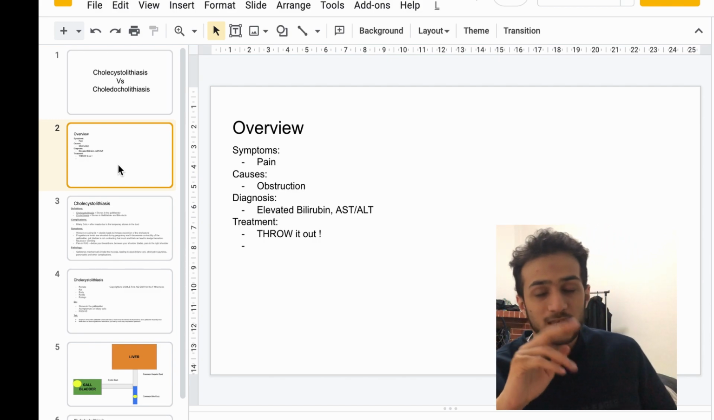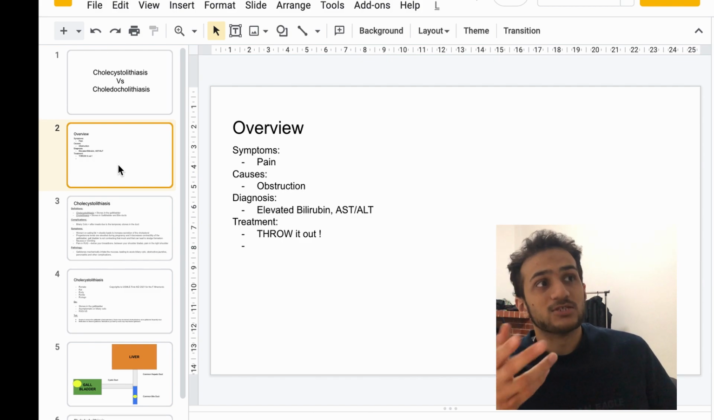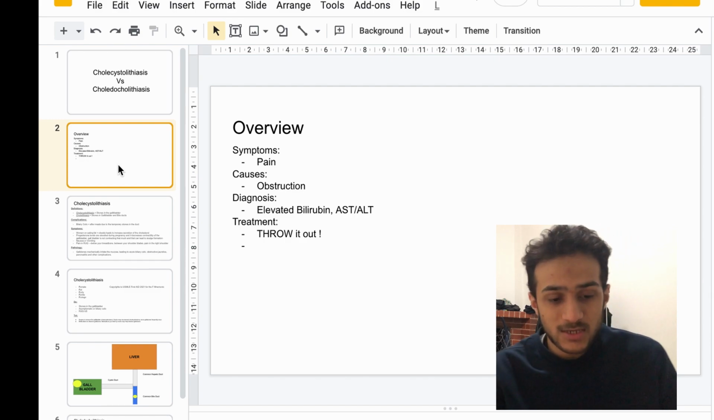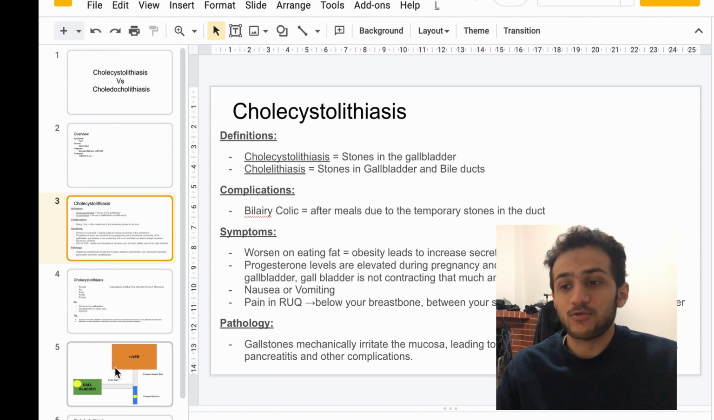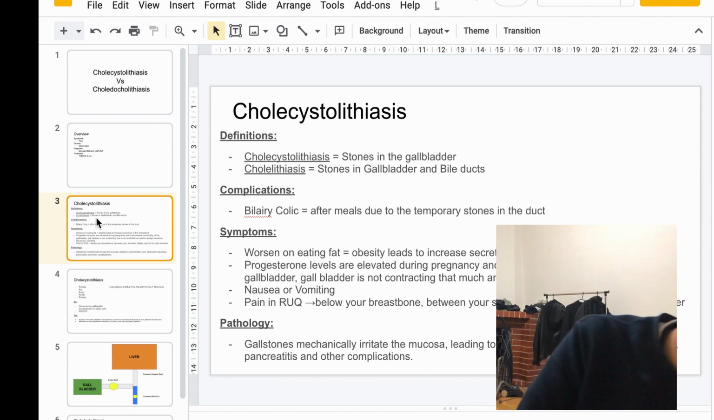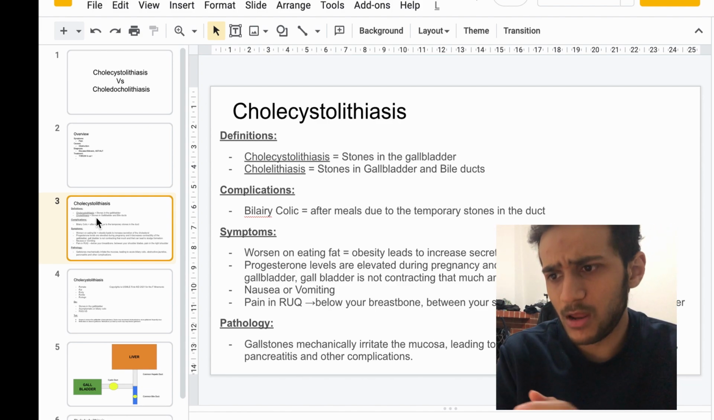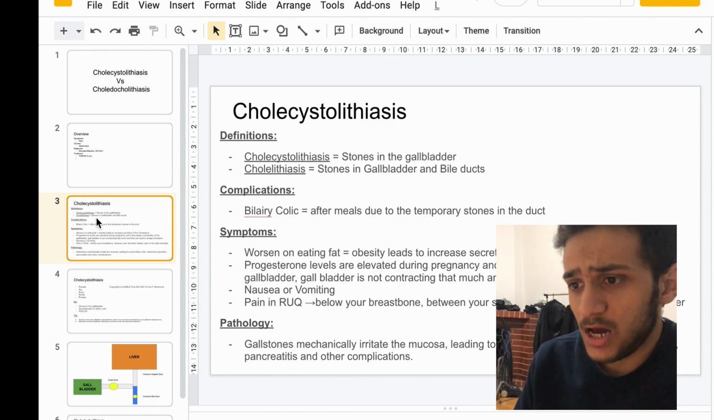So cholelithiasis would lead to elevated bilirubin and elevated liver enzymes such as aspartate aminotransferase and alanine aminotransferase. The treatment for this is that you would remove the gallbladder, you throw out the obstruction, the stones in the gallbladder. Not the cystic duct, sorry, gallbladder. Cholelithiasis means stones in the gallbladder and the bile ducts.